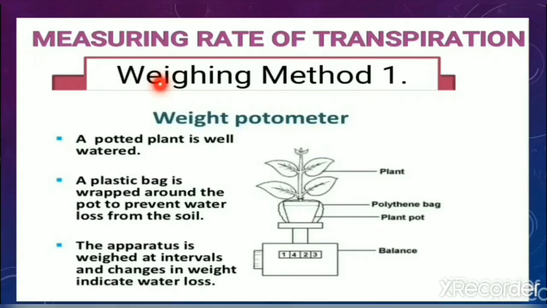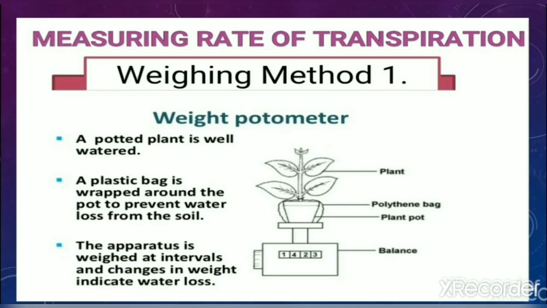Now come to the next topic, that is measuring the rate of transpiration. There are mainly 2 methods for measuring the rate of transpiration: the weighing method, and the second one is the potometer method. In the weighing method, we will discuss 3 different activities, and the main principle in these activities is just to note the difference in the weight of the apparatus before and after the activity, and it is concluded that the difference will be the loss of water only due to transpiration.